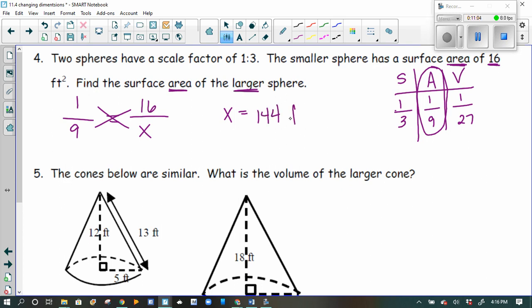So that would be feet squared. So the larger sphere has a surface area of 144. I didn't need to know anything else other than the surface area of the smaller one and the scale factor.